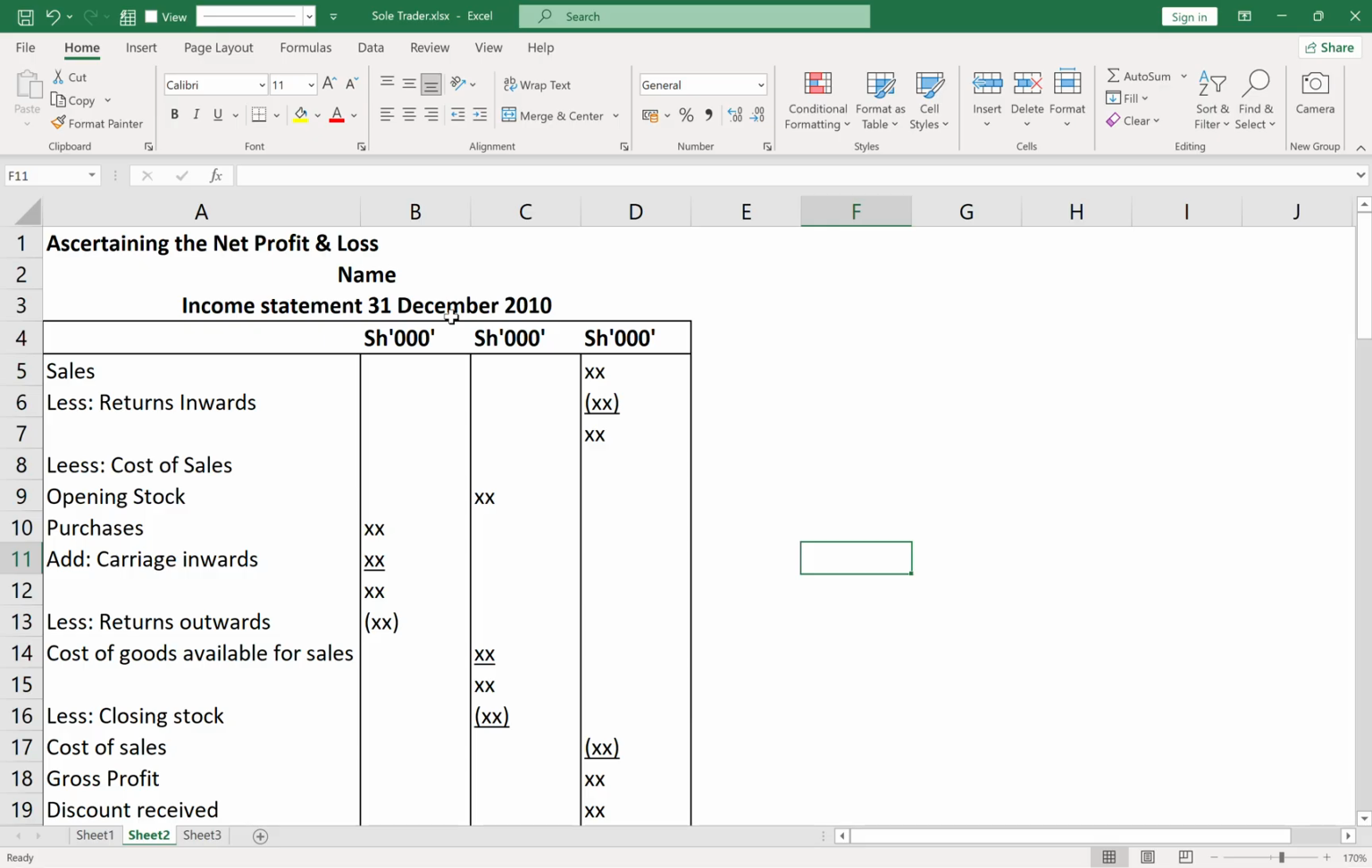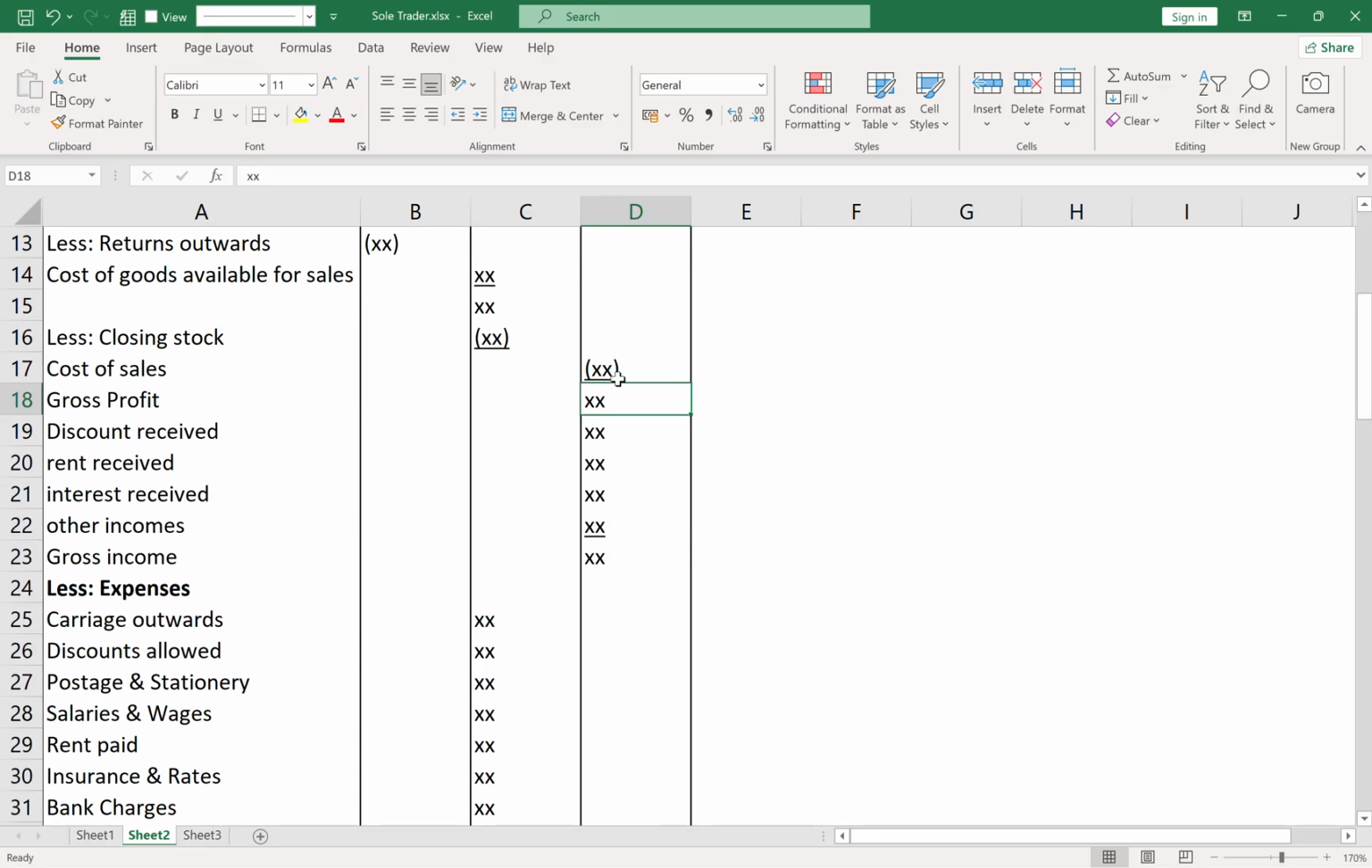So we are going to populate the format of finding gross profit at the start. So we shall have the sales, then we list the returns inwards where we shall be able to get the net sales, and then we continue. Then we have to list the cost of sales, which includes the opening stock, the purchases, and any carriage inwards. Then we shall also deduct the returns outwards, where we shall have now the cost of goods available for sale. Then we shall also deduct the closing stock, so that now we can get the cost of sales, which we shall deduct from the net sales to get the gross profit.